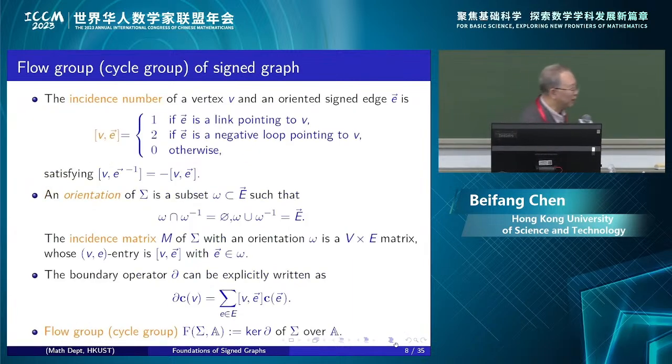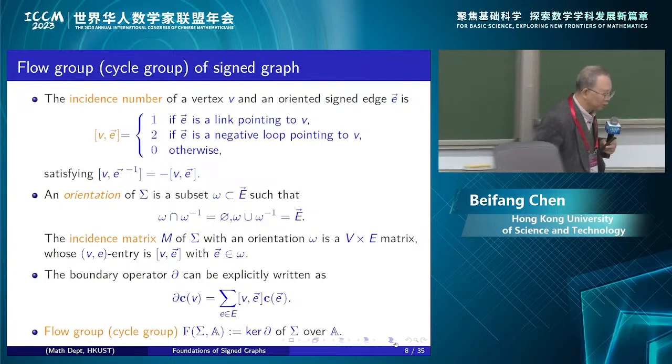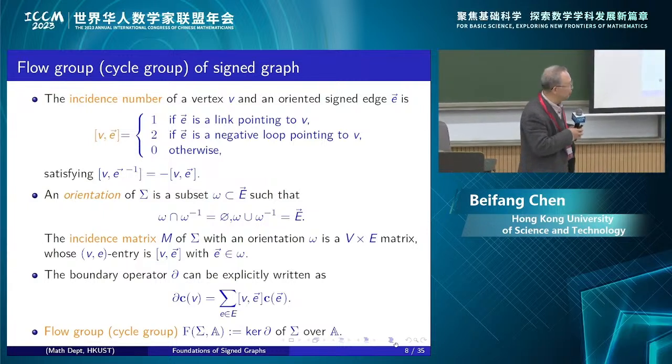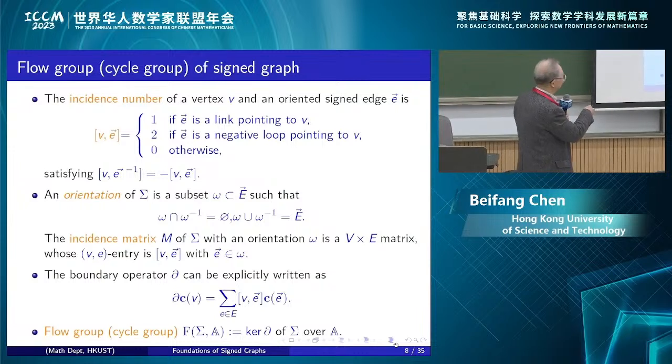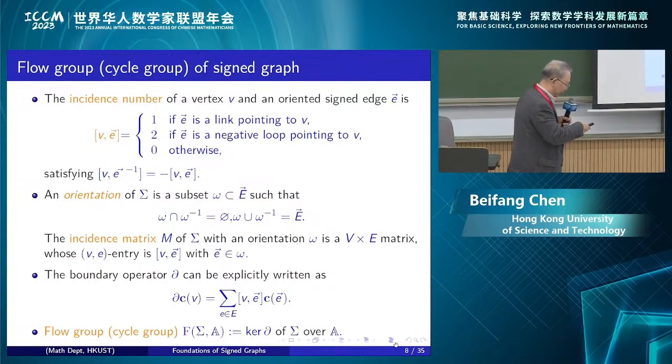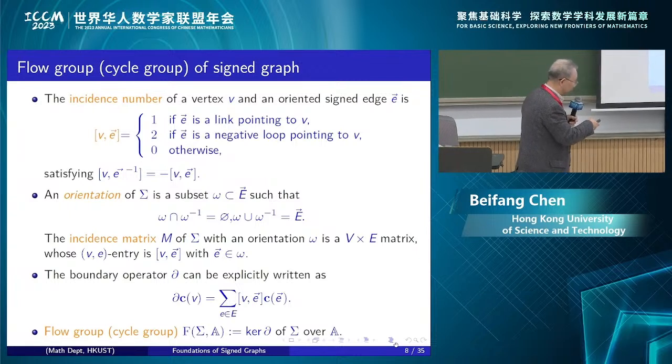For this boundary operator, in older days in algebraic topology, we can define the incidence number. The incidence number is just like this. For the negative loop, it will be equal to 2. For the link, it equals 1, and we get the incidence number.